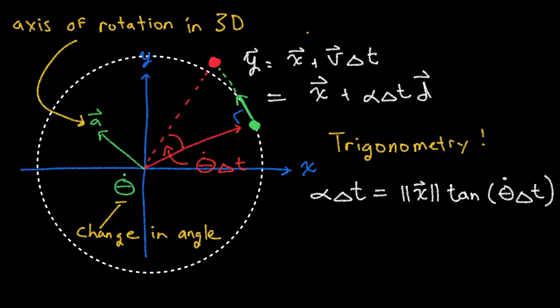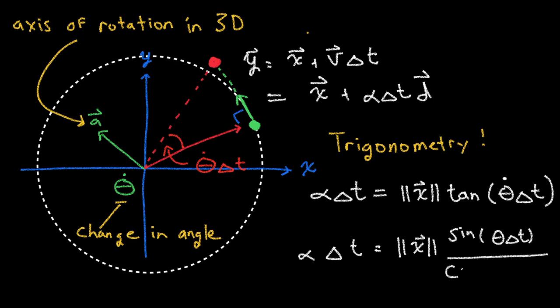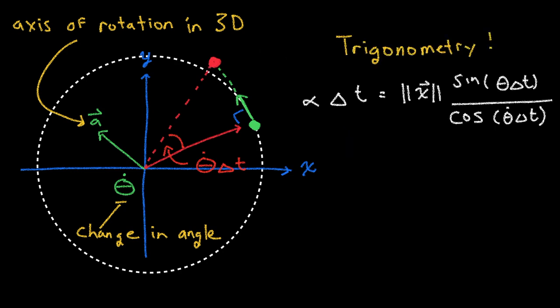This tells us that alpha delta t is really equal to the length of our vector x, the length of the adjacent side of this right triangle, times the tan of theta dot delta t. And it's going to make our lives easier if we break up this tan operation into a sine and a cosine, which we've done here. So here's that formula again.